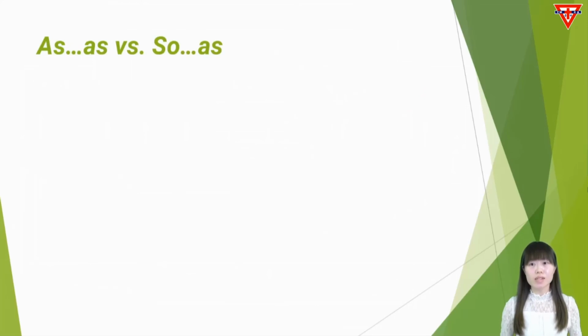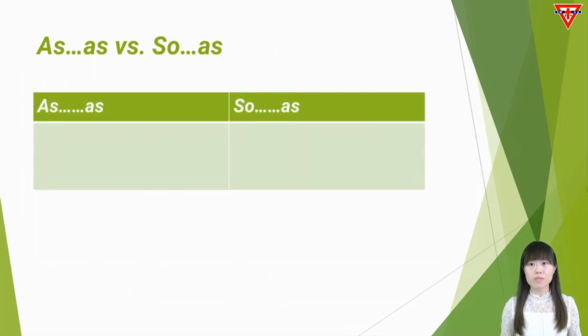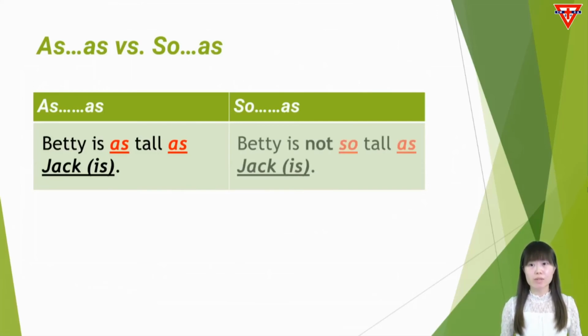As...as is a positive equal comparison. We use as plus adjective or adverb plus as to make comparisons when the things we are comparing are equal in some way. Not so...as is a negative equal comparison. We use not plus so plus an adjective or adverb plus as to make comparisons when something or someone has less of a particular quality than another person or thing.